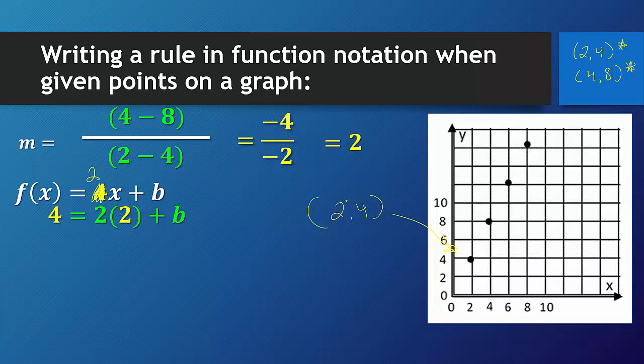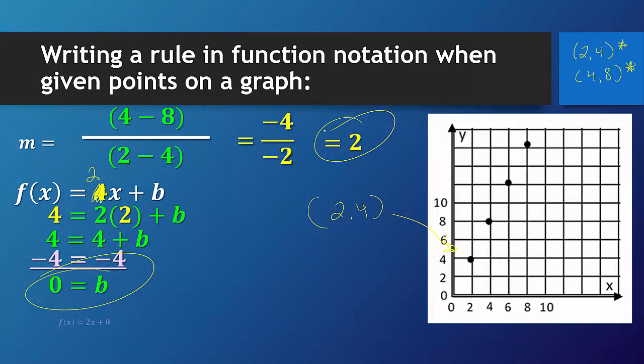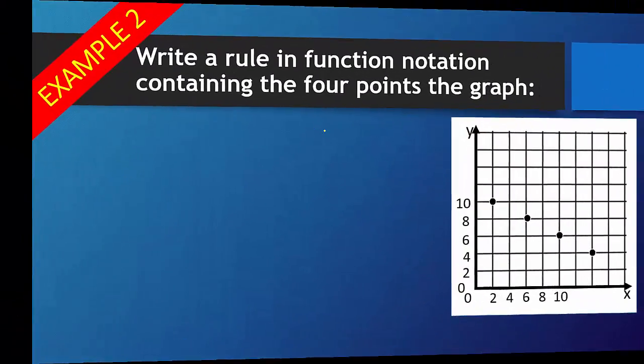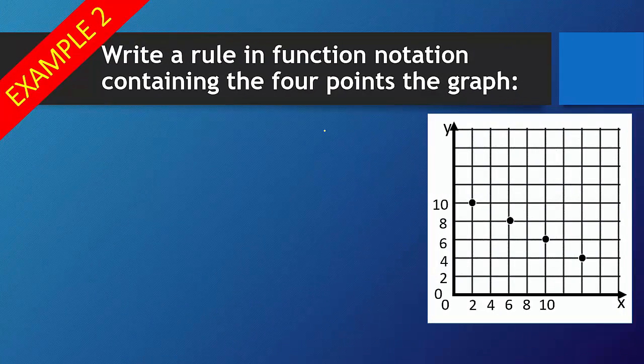So 2 went in for x, 4 went in for f of x, and then I just solved for b. 2 times 2 is 4, so we have 4 equals 4 plus b. Subtract 4 from both sides, so I get b equals 0. So now I have my b and I have my m, so all I have to do is put it together and have f of x equals 2x plus 0. But we don't need the 0, so I can just say f of x equals 2x. So doing one on your own now.